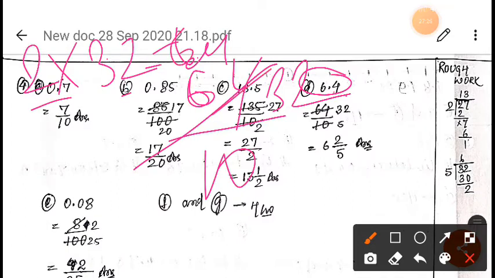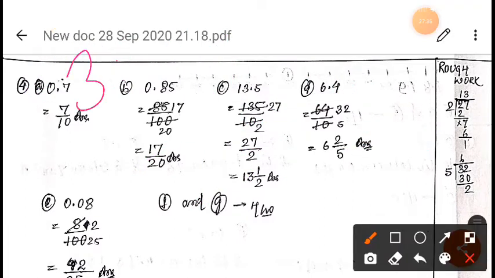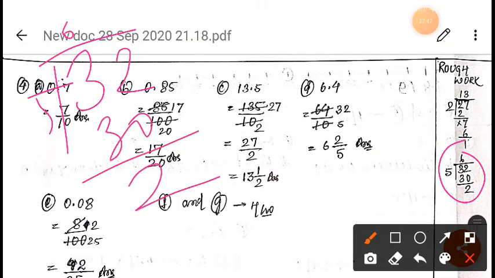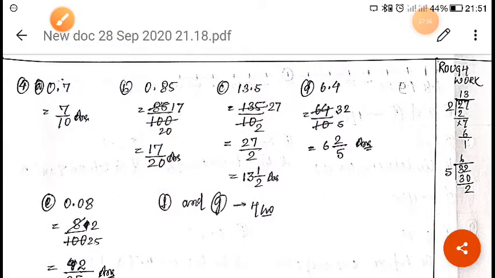So we can divide like this: 2 32s are 64, and 2 5s are 10. So it will be what? 32 by 5. Now again, what will we do? We will divide this 32 by 5. So how can we do it? You can see here, 5 6s are 30. So we will get 2 here. How will we write? We write this first, and after that this, and after that this. So 6 2 by 5 will be the answer. Okay, I hope you have understood this, right?